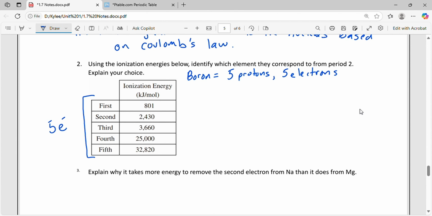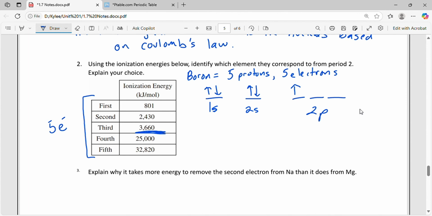So if I was to draw the electron configuration for boron, I would have the 1s orbital, the 2s orbital, and my 2p orbital. I would put first and second electron here. I would put my third and fourth electron here, and electron number 5 is here. So how can I justify that this is boron compared to any of the other possibilities? I think it has to do with the fact that I see a huge jump right here between the third and fourth energy levels.